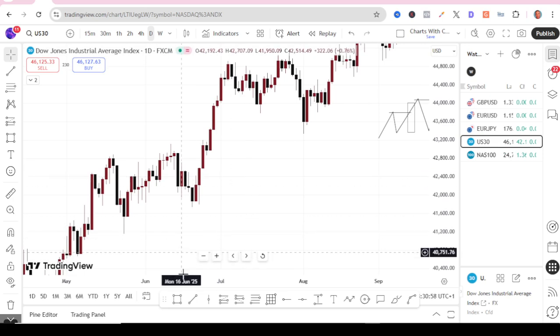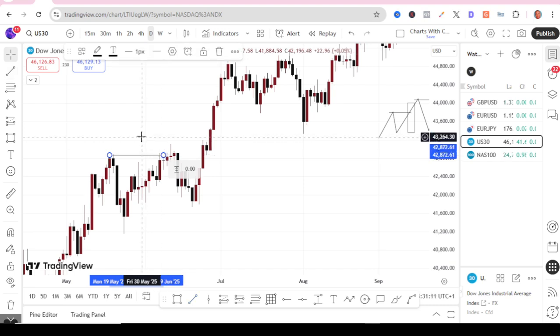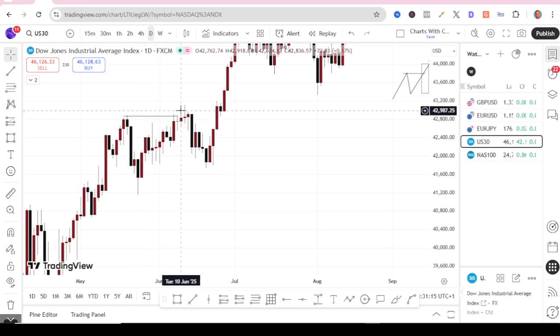Okay, so as you can see, this is the daily time frame. From here to here, this is not a break of structure. This is a liquidity sweep. Price swept liquidity and reversed immediately. So this is not a break of structure. This is not a valid break of structure.